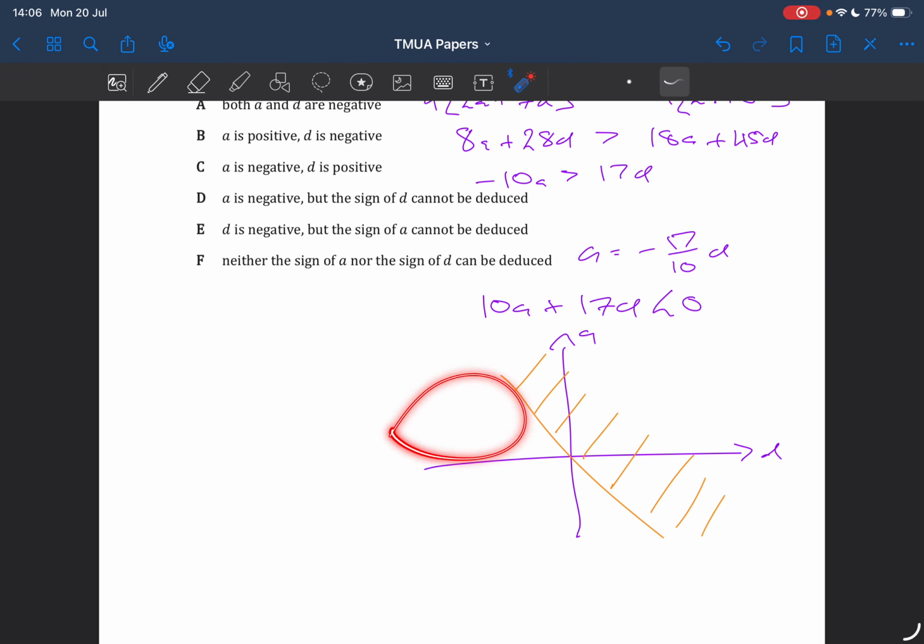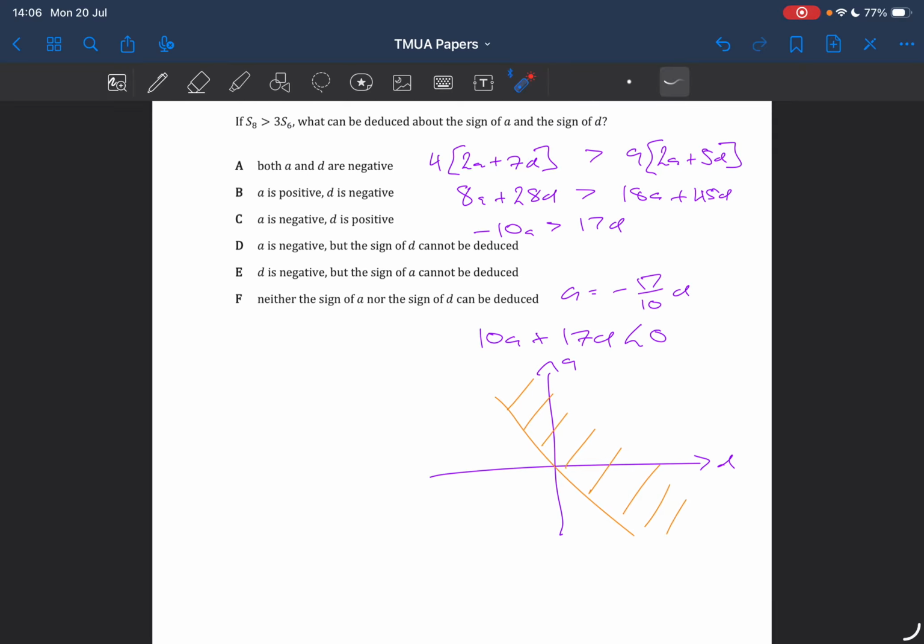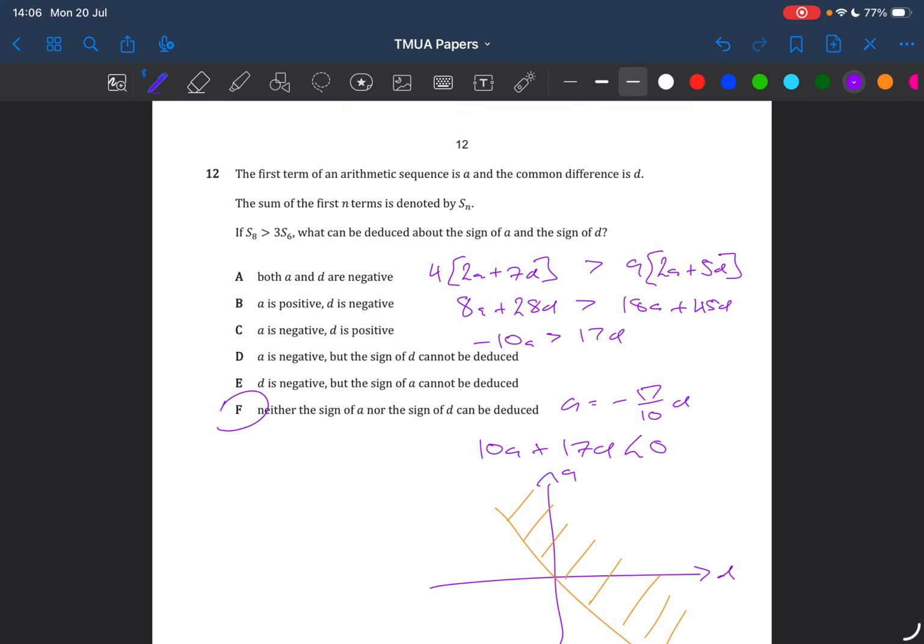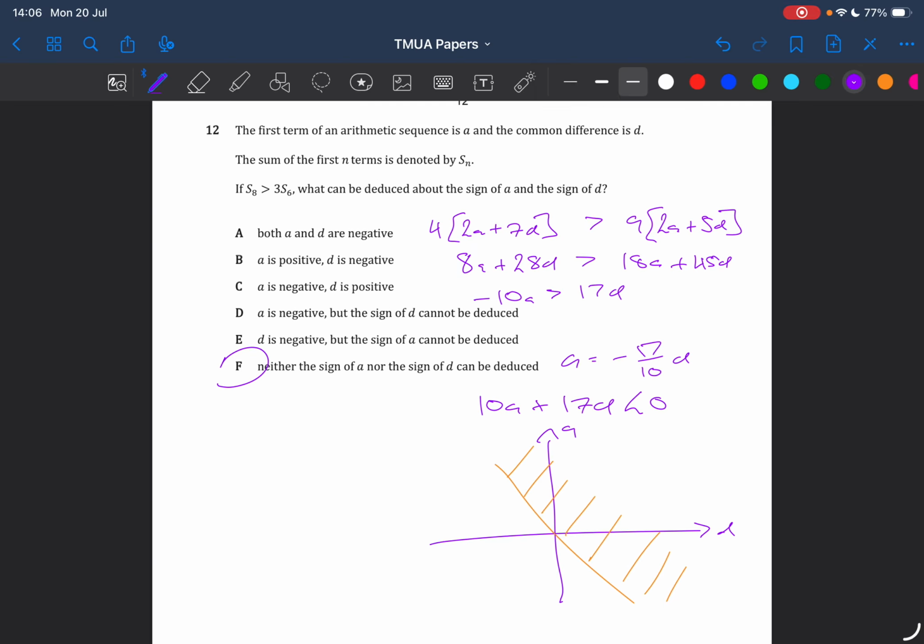So we can have A be positive and D be negative, both be negative, or be down this zone where D is positive and A is negative. So do we learn anything specifically about any of the signs? No. There's lots of combinations that work. Just double check here. Both negative? Nope, we can be there. A positive, D negative? We can be there. Negative, negative, again allowed. A is negative? Nope, can be down there. D is negative? Nope, can be the other way around. Neither can be deduced. So, lovely. 12 is F. Wonderful.